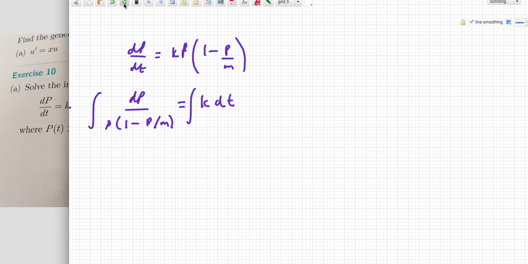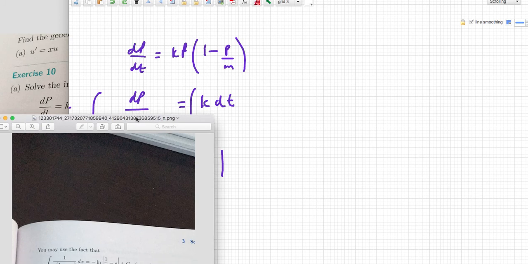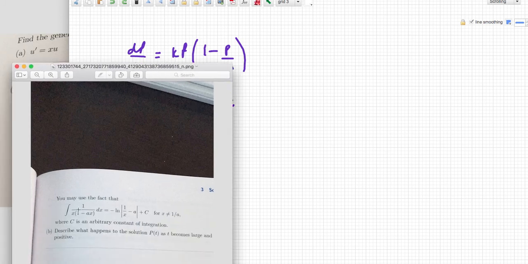So integrate both sides, and that's going to give me this. Now this is the result that's given in the question itself, so let me just explain that. We can see here that you may use the fact that the integral of 1 over x(1 minus ax) dx equals all this stuff. When you integrate 1 over x times something like this, the answer is going to be a log of it, and that's essentially what's happening here. We're going to use the same thing, except that a is going to be equal to 1 over m.